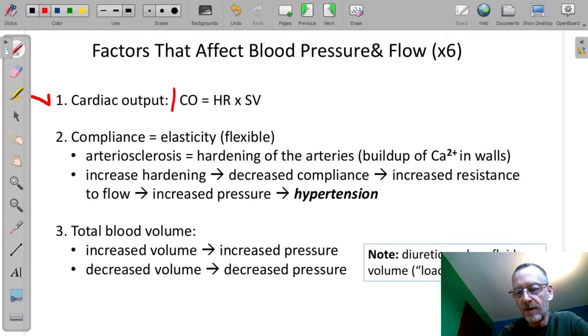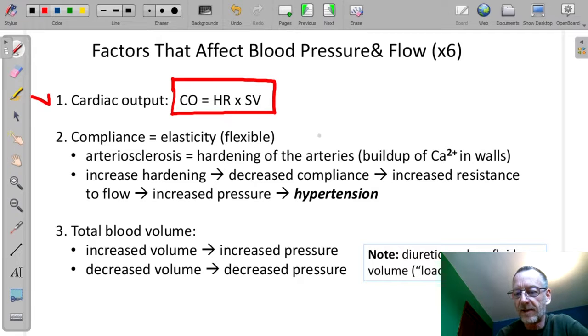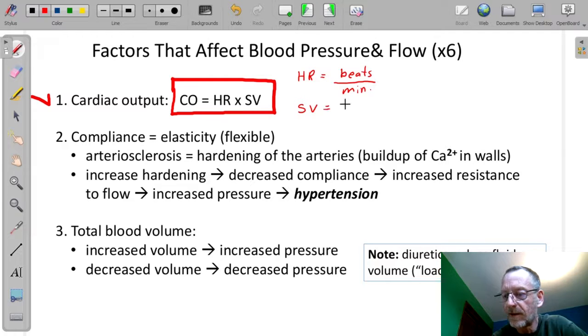And you need to know this formula. I think we've already done it. It's heart rate times stroke volume, and you need to keep the units right. So for example, heart rate is always going to be beats over minutes. And stroke volume is always going to be milliliters over beat. 1 beat. How much blood is ejected with each beat of the heart. Okay, so we've done that one.